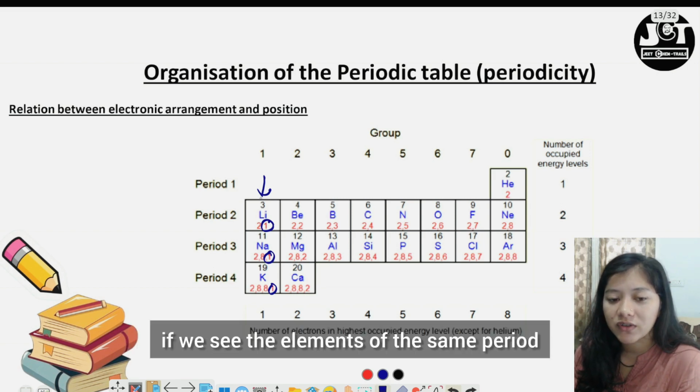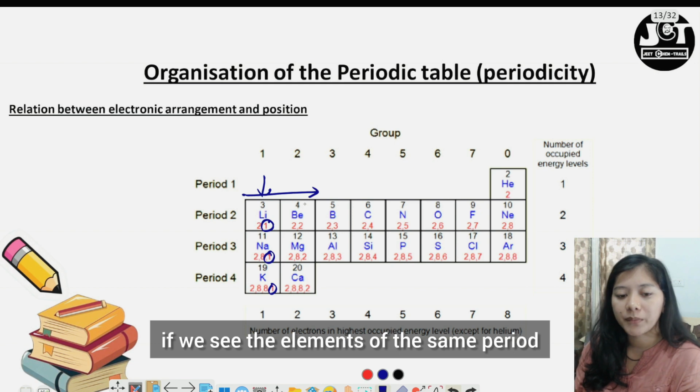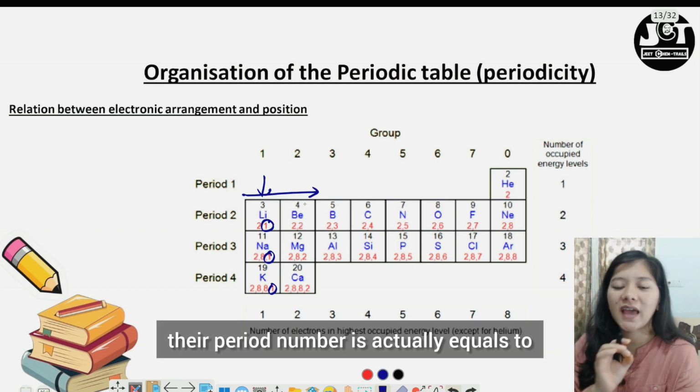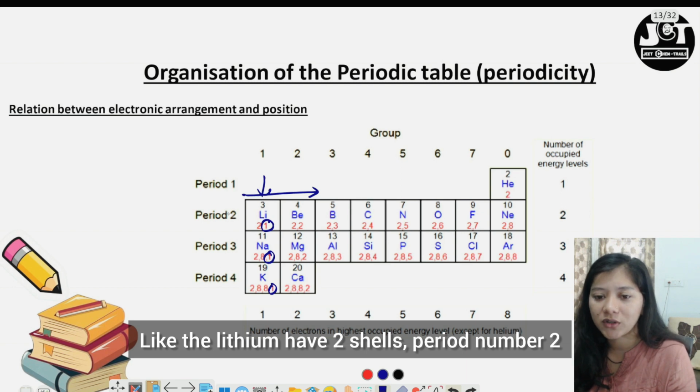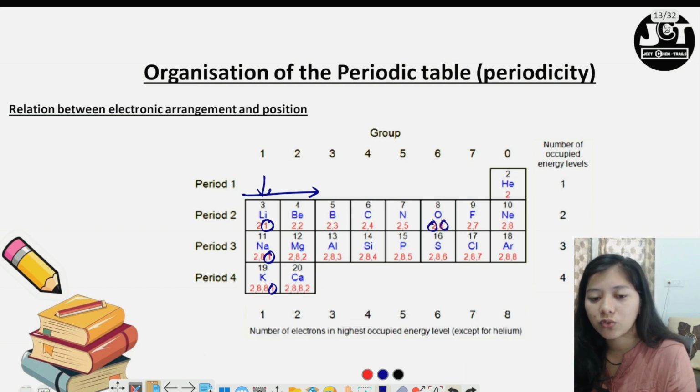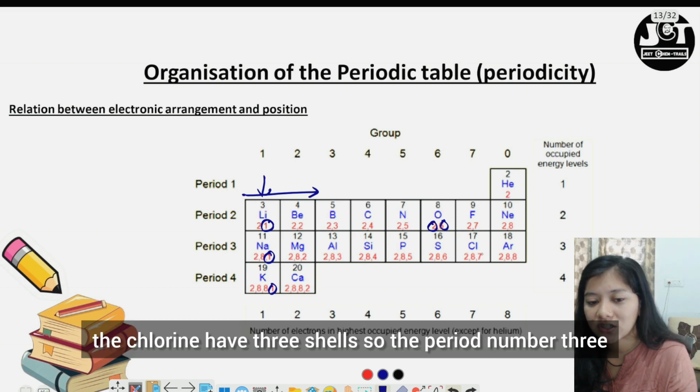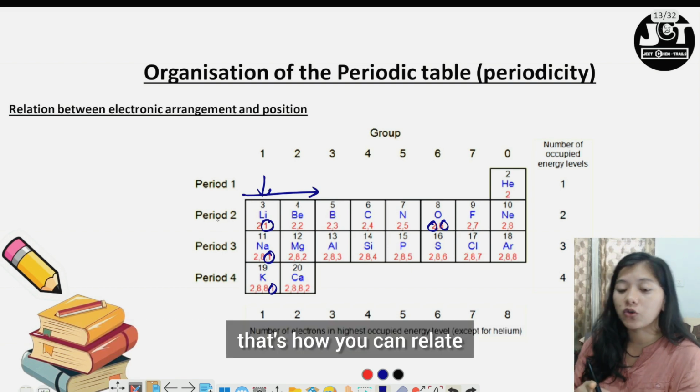In the same way, if we see the elements of the same period, their period number is actually equal to the number of shells they have. Like lithium has 2 shells, period number 2. Oxygen has 2 shells, 1 and 2, so it has period number 2. Chlorine has 3 shells, so the period number is 3. That's how you can relate that.